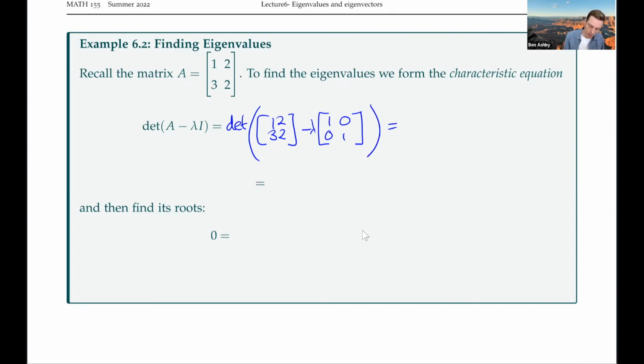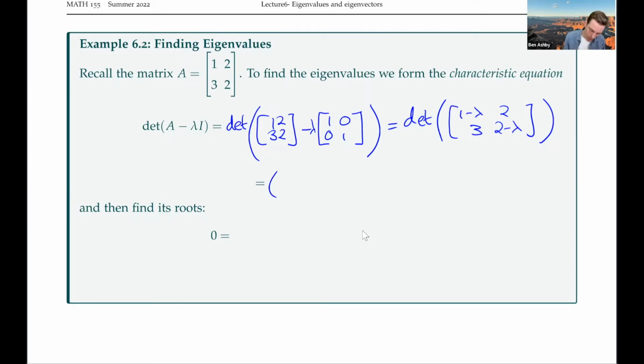If we do the algebra inside the brackets first, then we end up with 1 minus lambda, 2, 3, 2 minus lambda. All we're doing here is essentially taking away lambda from our main diagonal. Remember, lambda is something that we don't know, but we're trying to find out. So we want an equation in lambda that we can then solve for lambda. Okay, so we just work out the determinant of a 2 by 2 matrix, and we know how to do that. We take the product of the elements on the main diagonal and subtract the product of the elements on the off diagonal.